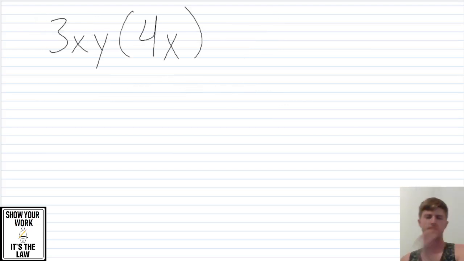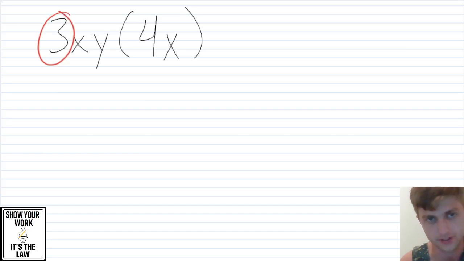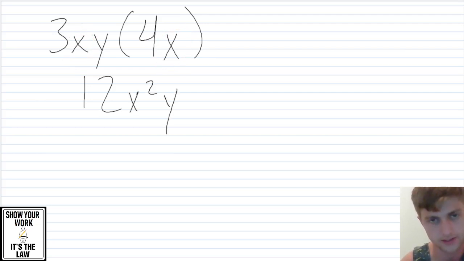All right, here we got a monomial times a monomial. Well, let's just think of it like combining like terms. Let's look at the numerical parts. 3 times 4 is 12. Let's look at the x's. X is multiplied by itself twice, and then y, it's just itself because there's nothing to multiply it by.